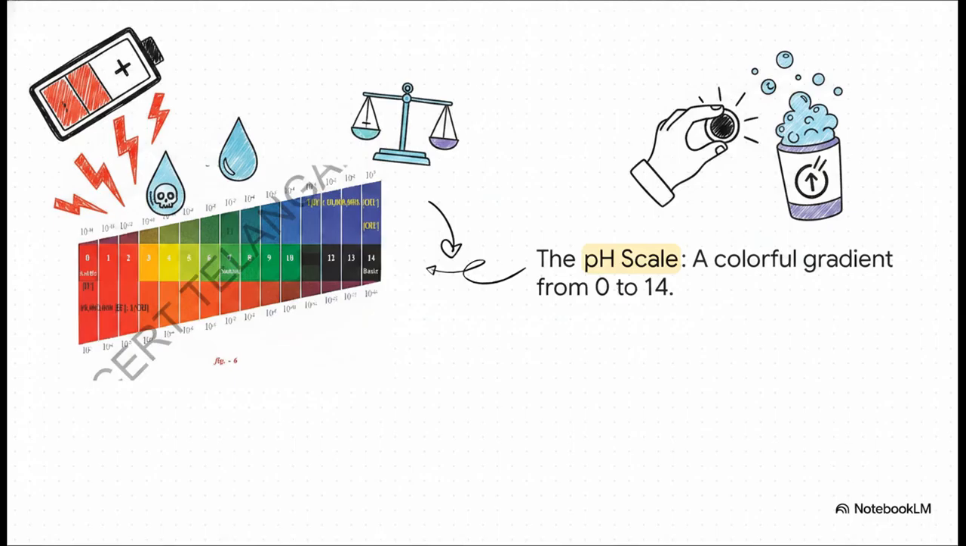I want you to think of it kind of like a volume knob on a stereo. Down at 0, the volume of hydrogen ions is cranked to the absolute maximum. That means it's a highly corrosive, incredibly strong acid. But as the numbers go up, the acid gets weaker. Once we cross the middle point, we enter base territory. The higher the number goes, all the way up to 14, the stronger the base becomes, because now those hydroxide ions are taking over the mix.